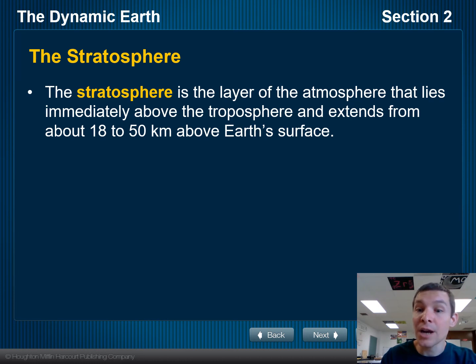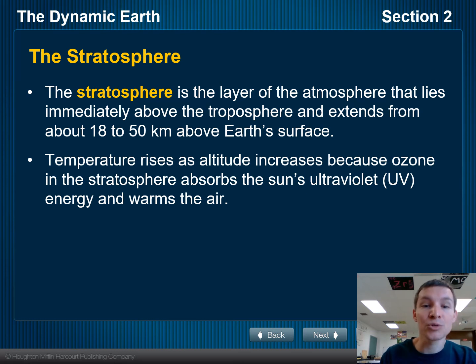Now, let's make a note of the stratosphere. So we're going to get back to why the graph suddenly changed right there. This layer is the layer of the atmosphere that lies immediately above the troposphere and extends about 18 to 50 kilometers above the Earth's surface. Temperatures rise as altitude increases because, there it is, because ozone in the atmosphere absorbs the sun's ultraviolet energy and warms that air. So now you have all this ozone.